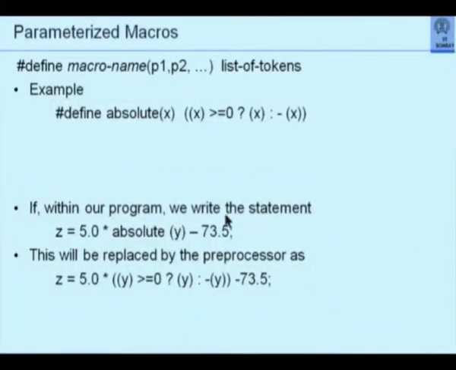Now, if within the program, suppose you write this statement, z is equal to 5 star absolute y minus 73.5. The physical occurrence of absolute y will be replaced by this. So this is processed before compilation. Your text itself will change, and then this text will go to the compiler. Of course, it will correctly compile. You can of course write macros with multiple parameters, and all those parameters will be taken care of.